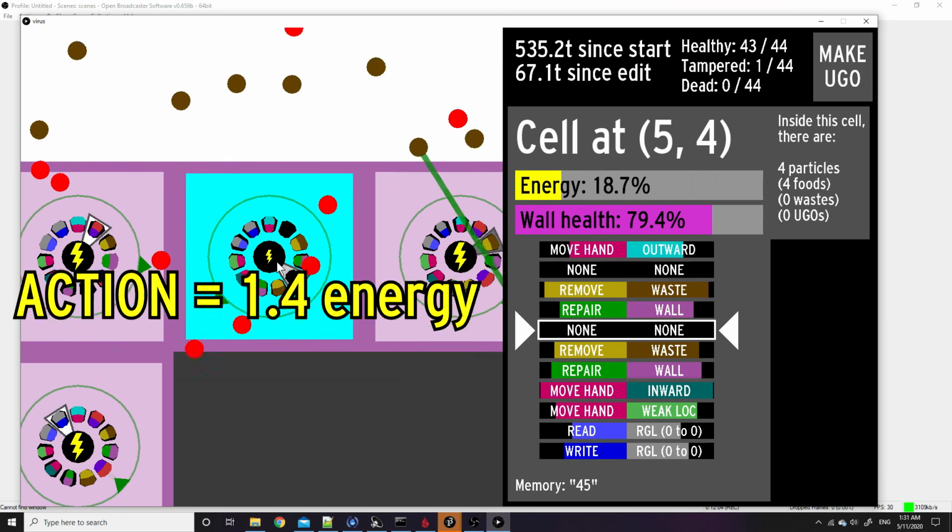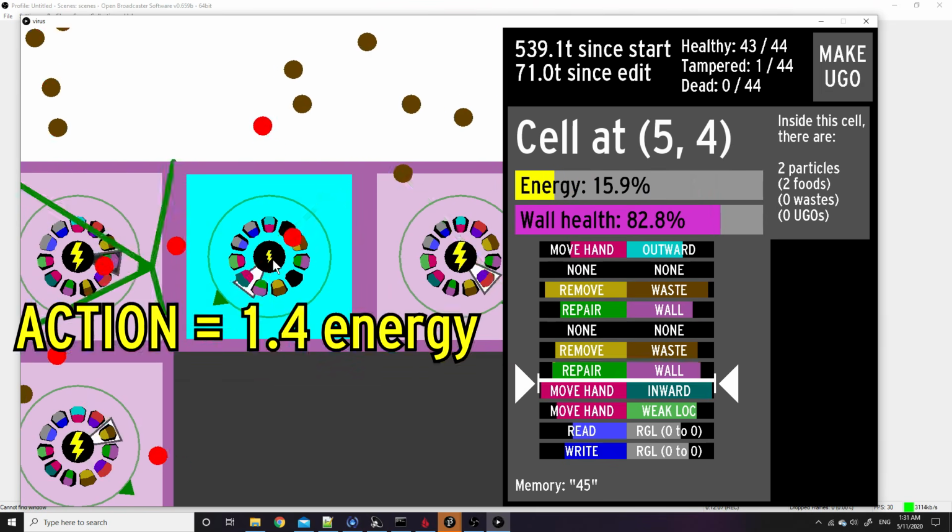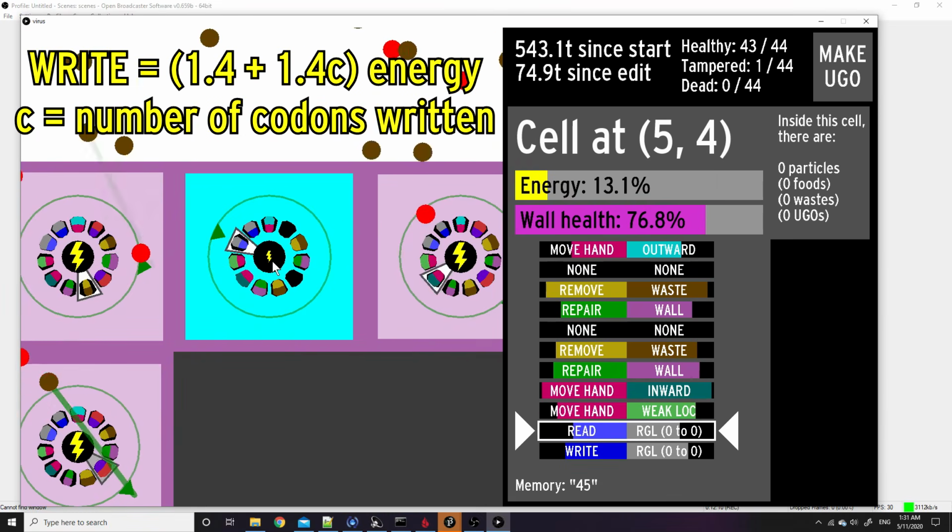Ugh. Okay, I really don't want to reinforce bad stereotypes. Voiceover carry here. For those curious, every action costs 1.4 energy except for the write command, which costs an additional 1.4 energy per codon written.